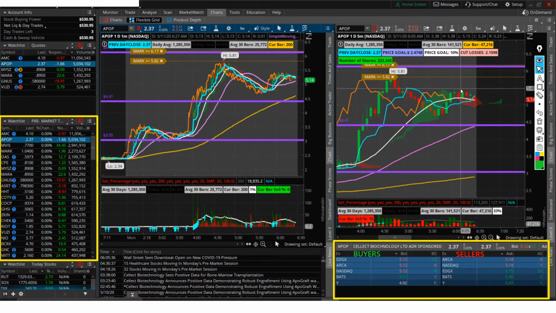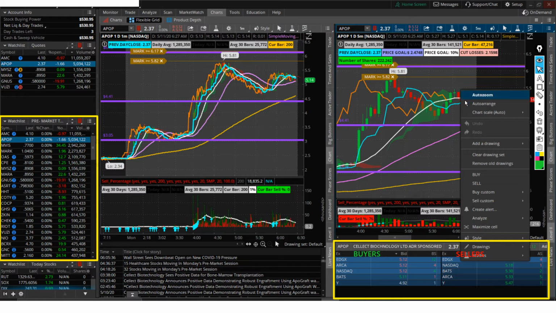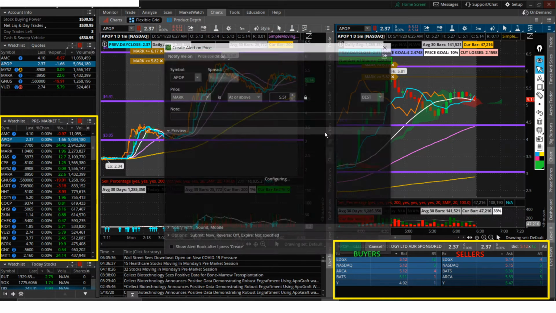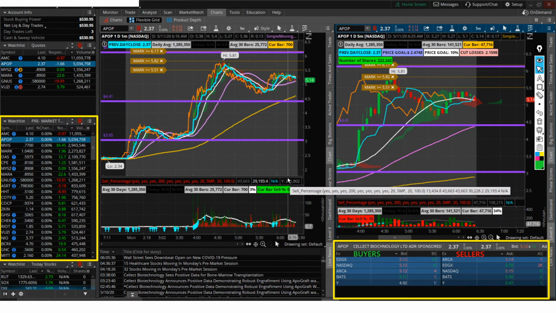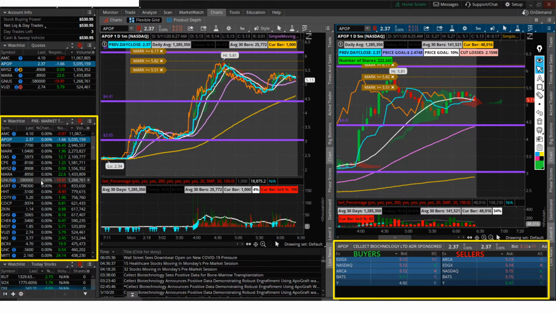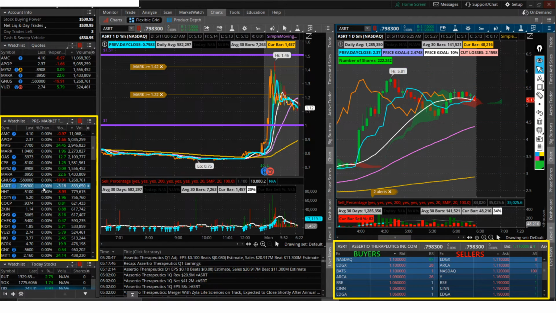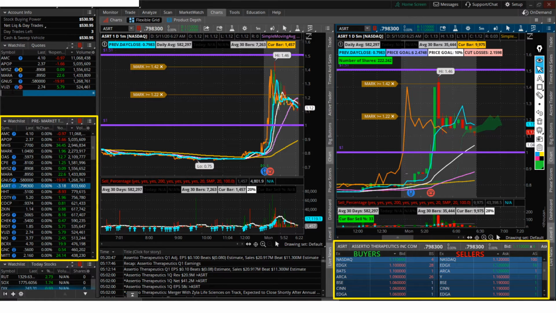It looks like there's some resistance over here at $5.50. So I'm gonna create an alert right there at 5.51. That's good for me. The AMC. What was the other one that I was just checking out? ASRT. Yes. ASRT.